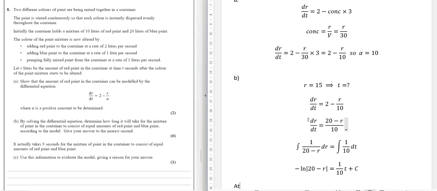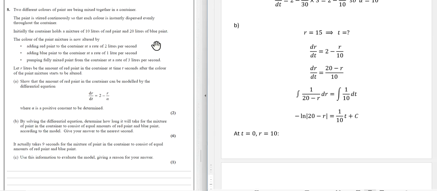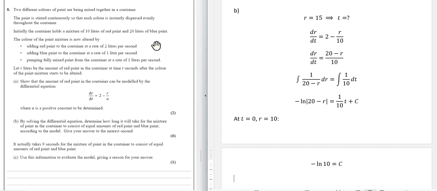In particular, at t equals 0, we already had some red paint. It said that we got 10 litres of red paint right at the start. So often what I will do at this point is substitute that value in before I try rearranging. 20 minus 10 is 10, so minus ln 10 on the left, and c on the right. So I've immediately got the value of c without having to do much messing around.